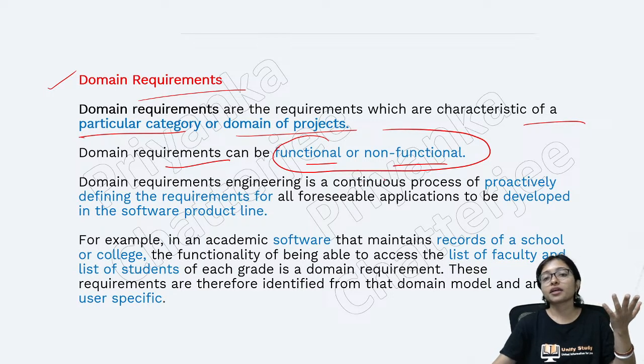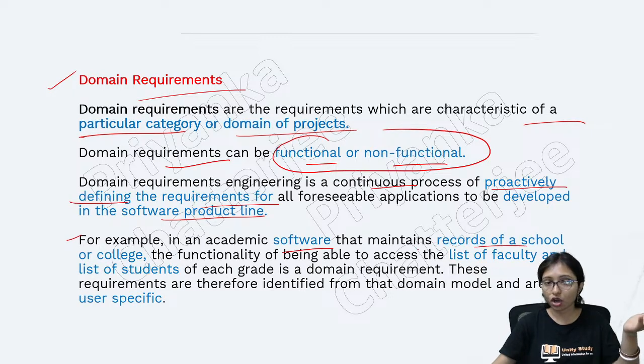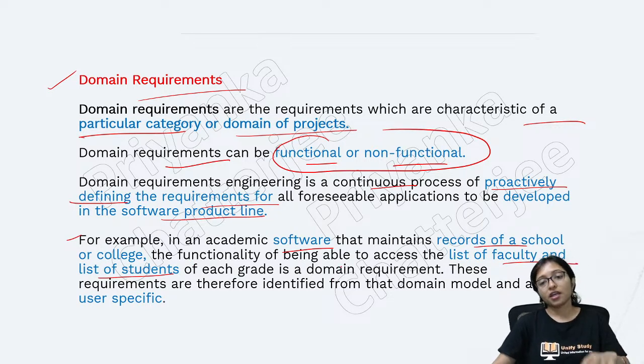Domain requirements are a continuous process, like proactively defining the requirements where you develop the software product line. So for example, what is a domain requirement? An academic software that maintains the records of a school or college: the list of faculty, list of students, grades. These are the domain requirements you have to collect.